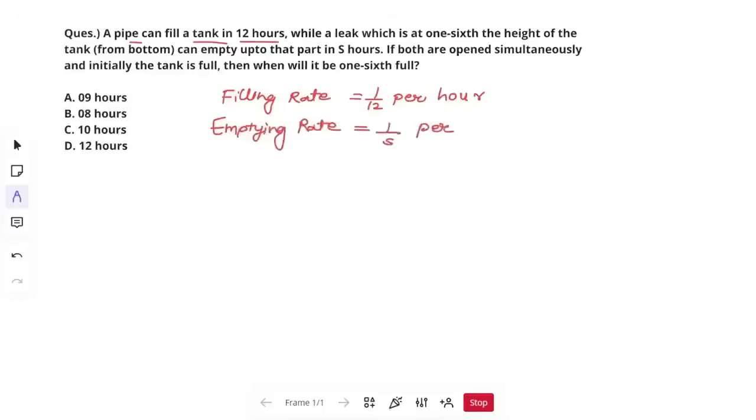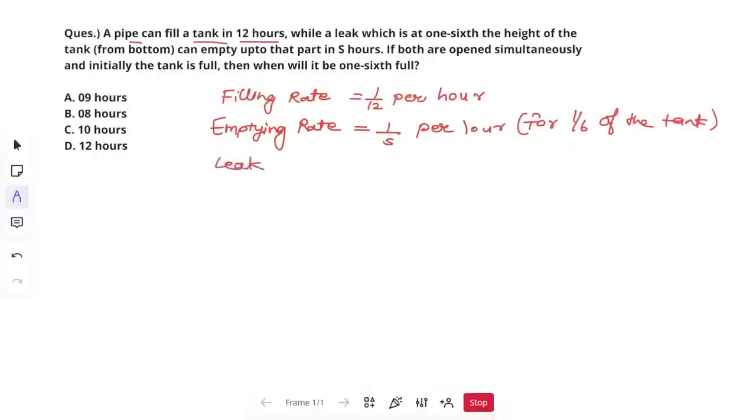Okay, again, for 1/6 of the tank. And what we were told is initially the tank is full and both pipe and the leak are opened. So we need to find when the tank will be 1/6 full. Okay. So let's understand the leak effect. The leak affects only the bottom 1/6 of the tank, right? It is told when it will be 1/6 full, which means it is only affecting the bottom 1/6 of the tank. This means the leak empties the full tank at the rate of 6/S per hour, right?